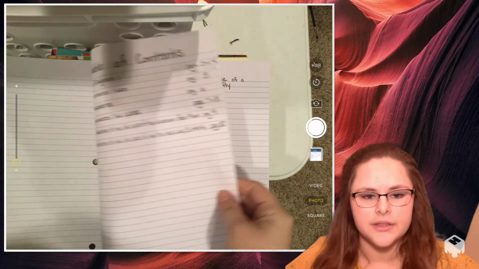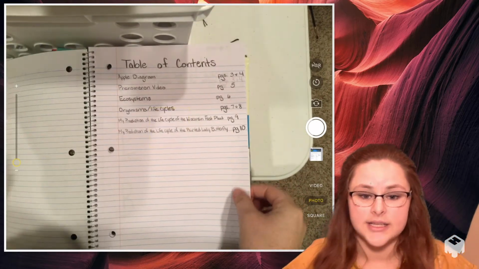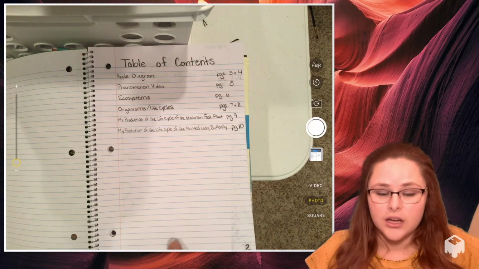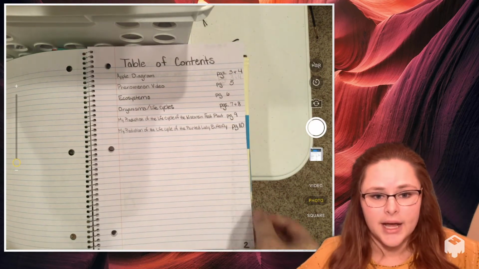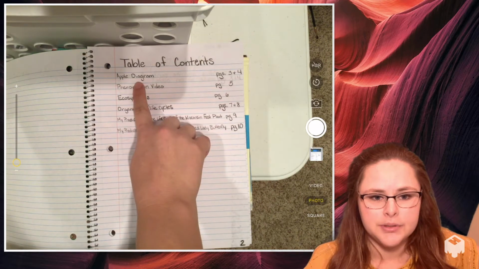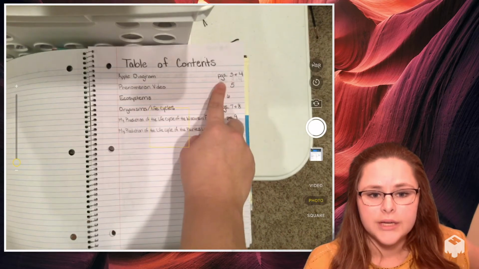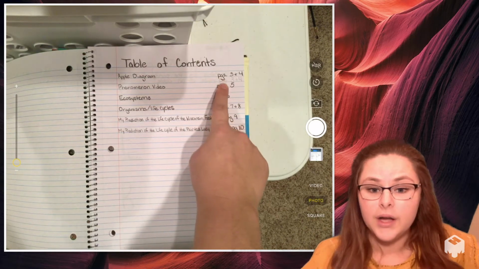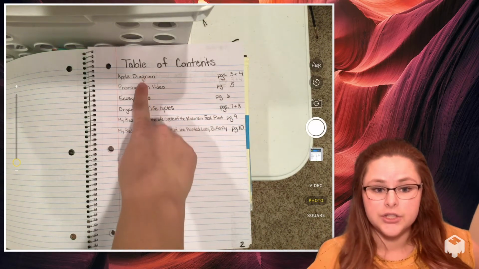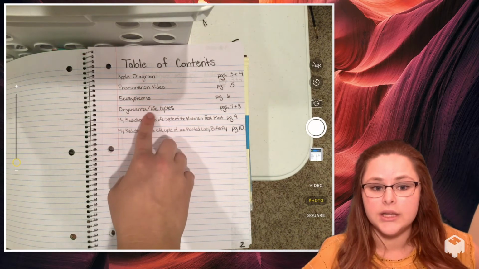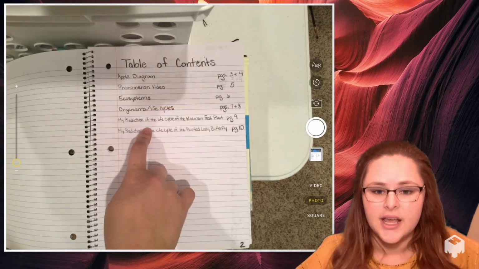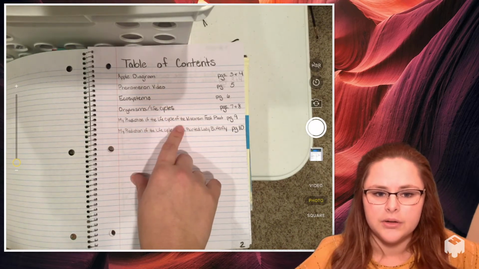I also want you to think about going back to your table of contents. We have not had the chance to talk about our table of contents quite yet, but you should have the apple diagram on pages 3 and 4. You already should have that labeled. I want you to go back and look into what the topics were for each one of your pages and make sure that those are labeled.